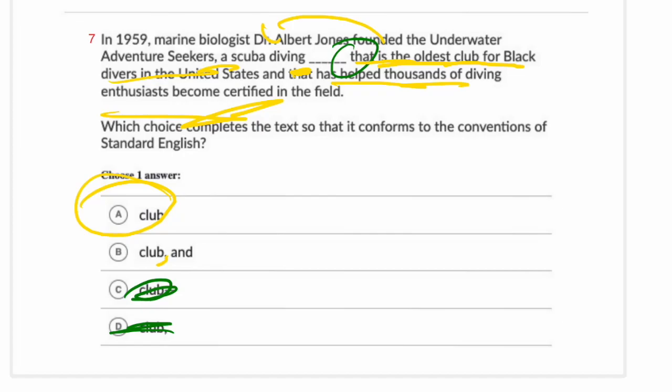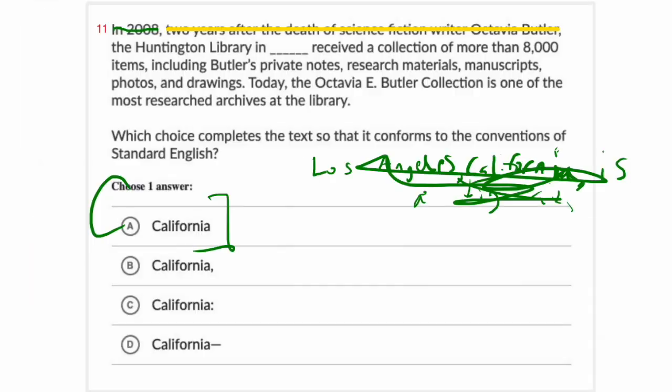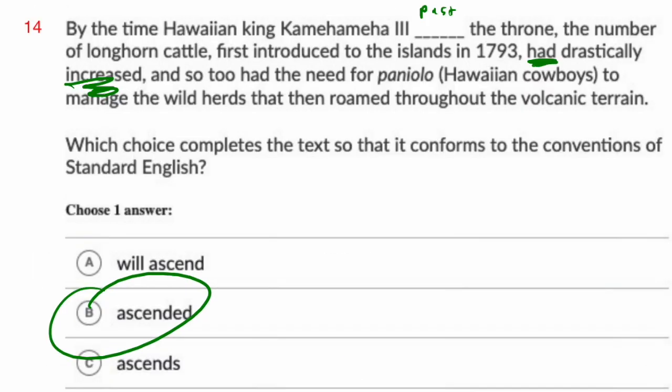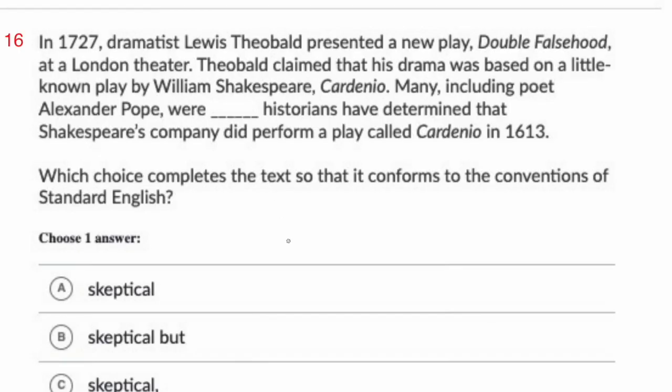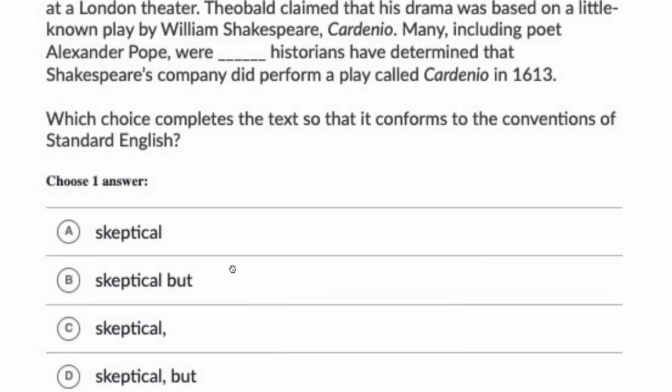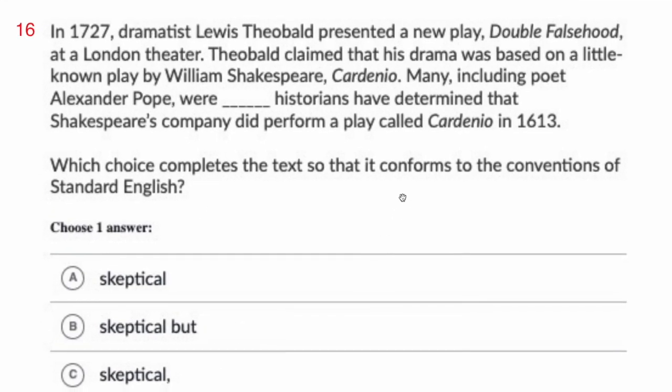But more to the point in grammar, in that we've got a scuba diving club that is the oldest and that has helped thousands. A team of mountaineers that became the first and that works to promote diversity, etc. So very similar. So another boundaries type question.